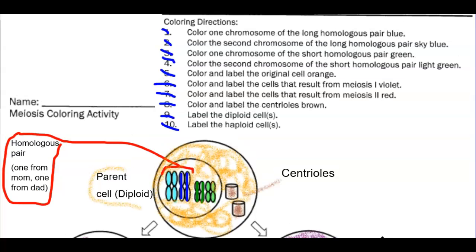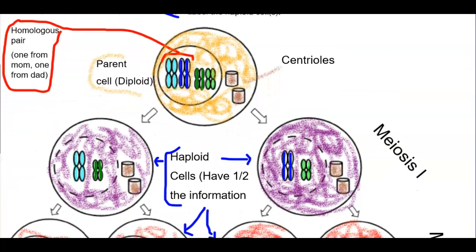Now, I did add maybe a few other things in here that I want to point out. So make sure you have all these extra words and stuff. So we got our homologous pairs labeled. This is our parent cell that's diploid. We have our centrioles in there.